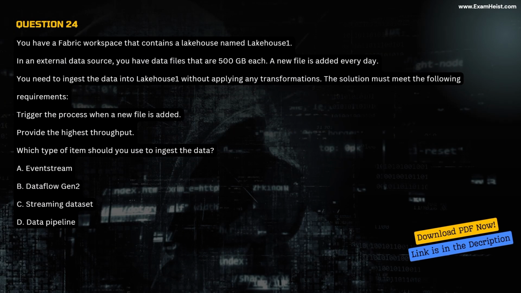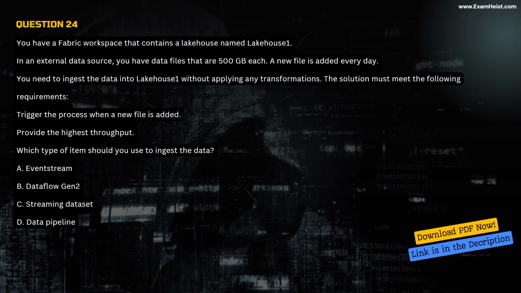You have a Fabric workspace that contains a lakehouse named Lakehouse 1. In an external data source, you have data files that are 500 gigabytes each. A new file is added every day. You need to ingest the data into Lakehouse 1 without applying any transformations. The solution must meet the following requirements. Trigger the process when a new file is added. Provide the highest throughput. Which type of item should you use to ingest the data?